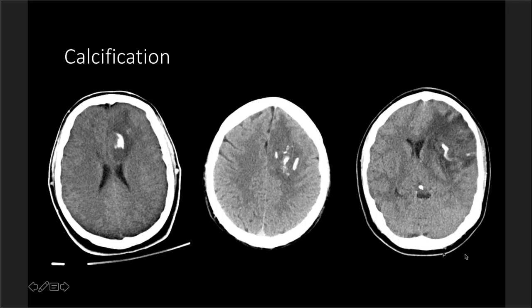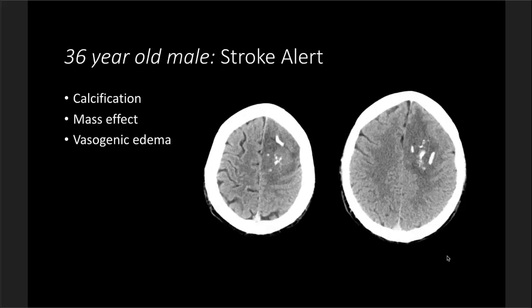Okay, so let's go through some cases now and look at some different brain tumors. So here we have a 36-year-old male who presented for stroke alert. So he came in with neurologic deficit, and the clinicians were concerned about stroke. Now, stroke's pretty uncommon in young people in their 30s, so when you see that, you need to be suspicious that maybe it's something else going on, maybe not a stroke.